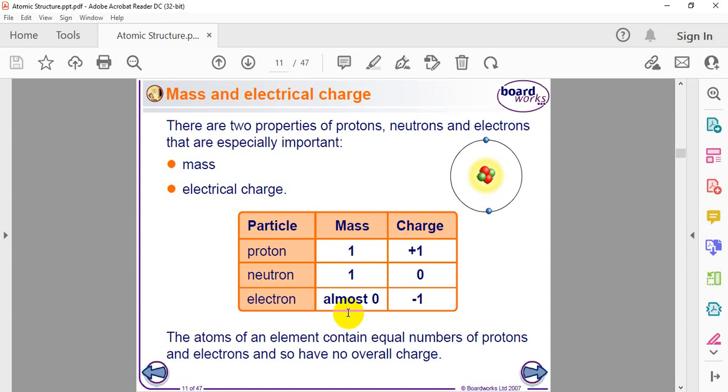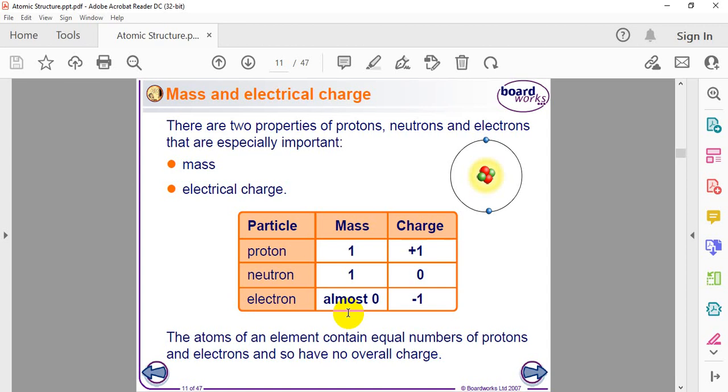Proton has mass of 1. Neutron has mass of 1. Electron is almost 0. It has a mass of 1/1840. Proton is positively charged. A neutron is 0.